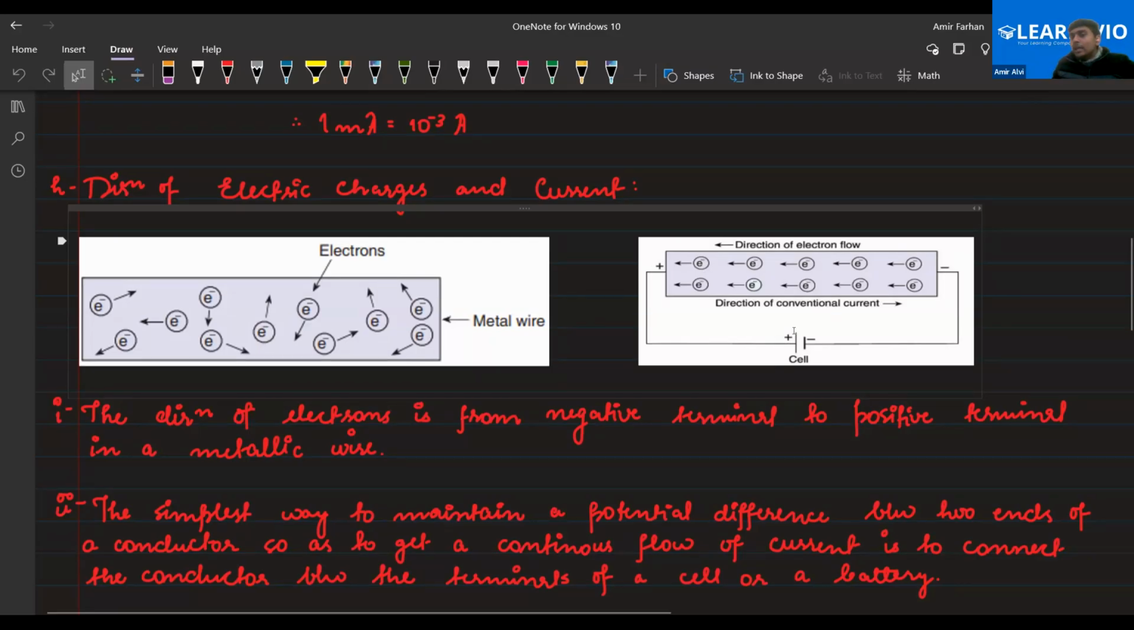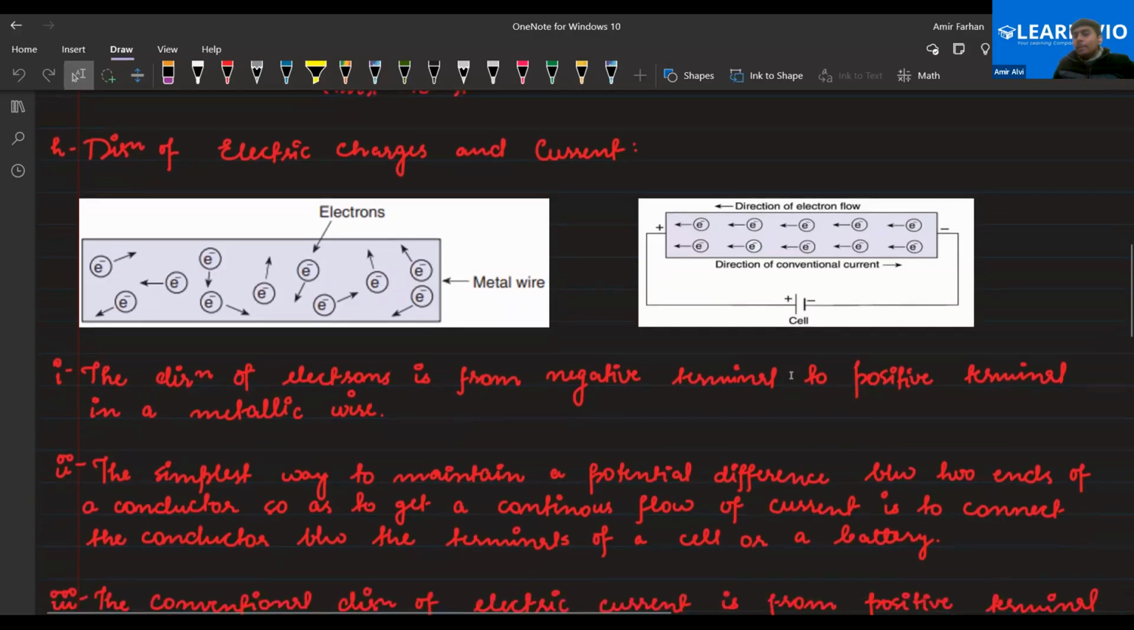So positive is at higher, negative is at lower. Clear? So that's why the direction of electrons is opposite to electric current. Clear all of you below? Yes. Okay. So the direction of electron is from negative terminal to positive terminal in a metallic wire.